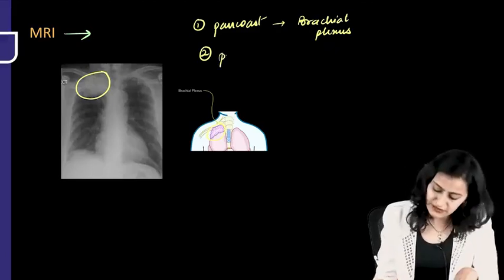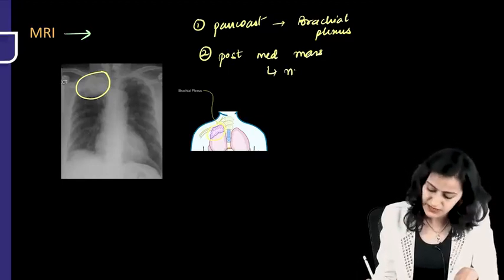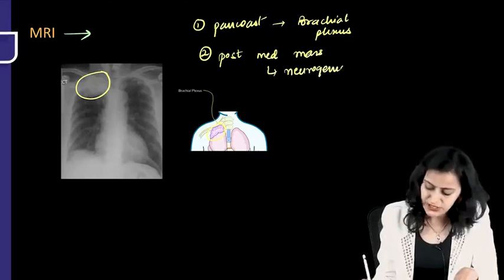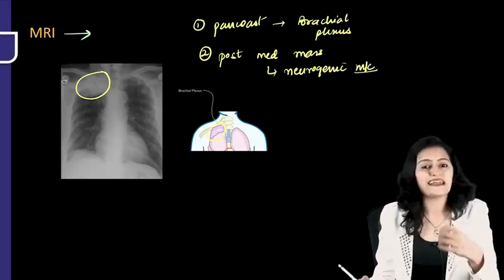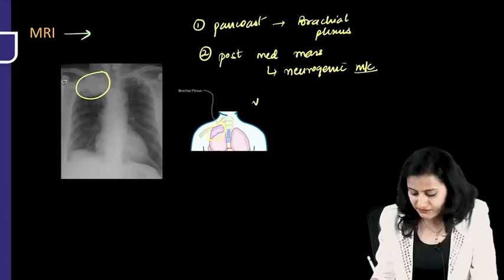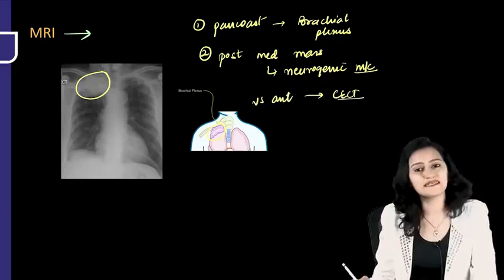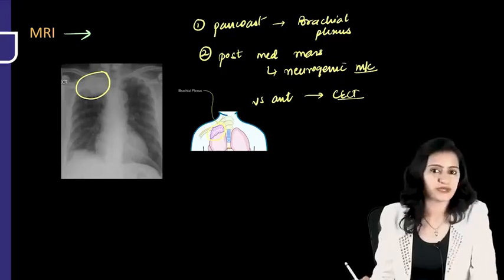MRI is also the investigation of choice for posterior mediastinal mass. Because what is the most common posterior mediastinal mass? Neurogenic tumor is the most common, and for neurogenic tumors, MRI is the best, as we know, for soft tissues. Versus for anterior mediastinal mass, it is contrast-enhanced CT which is the investigation of choice, right?